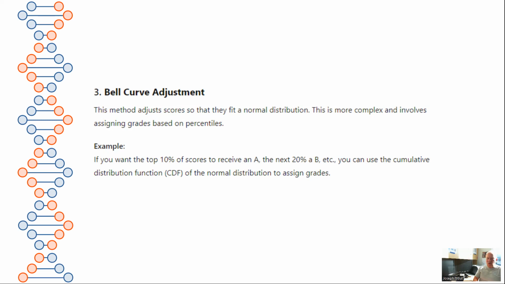So this is also more complex and involves assigning grades based on percentiles. So if you want the top 10% of scores to receive an A and the next 20% to receive a B, and then you can keep on going. So you can use the cumulative distribution function, or CDF, of the normal distribution to assign grades.